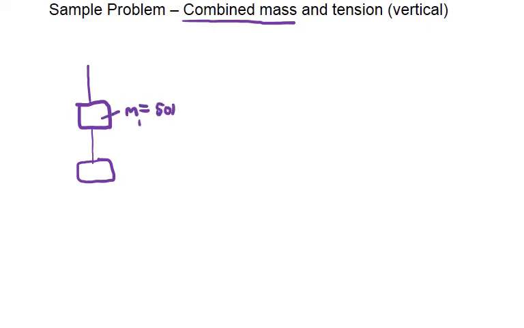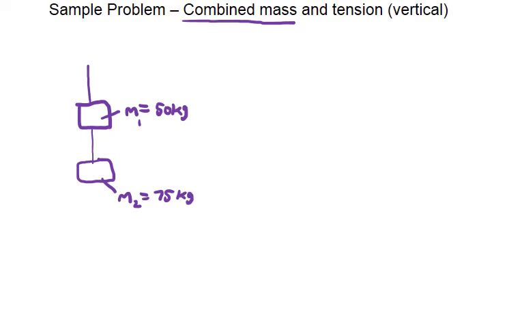Okay, so now what we're going to take a look at is combined masses in tension. And this looks similar to the one where we had those three boxes where we treat the object as one object first, and then we break it apart. So let's say we have two objects that are connected together by a string, and the mass of this box, we'll call this mass 1, is 50 kilograms. This mass, we'll say mass 2, is 75 kilograms.